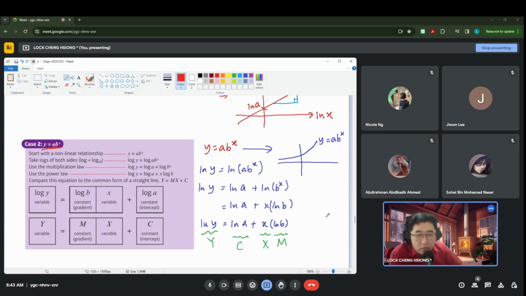So in the end, the straight line graph that I get is not the curvy x and curvy y, it's x and ln y, where the y-intercept is ln a and the gradient is ln b.